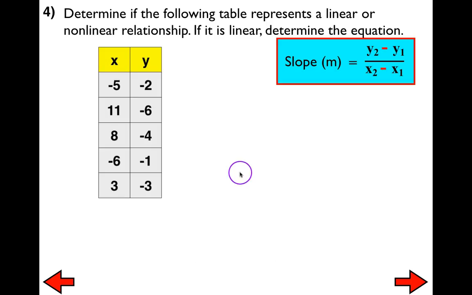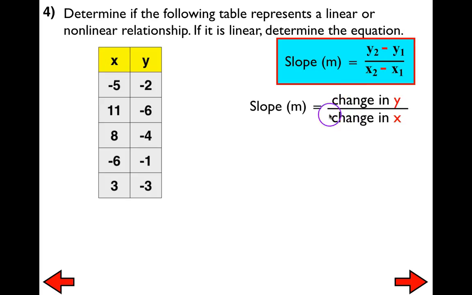So now, same instructions for number 4. You're asked, is it linear or is it nonlinear? If it's linear, determine the equation. So you have your formula, or you can use your definition. So let's take it from there. How does -2 become -6? You subtract 4. How does -5 become 11?